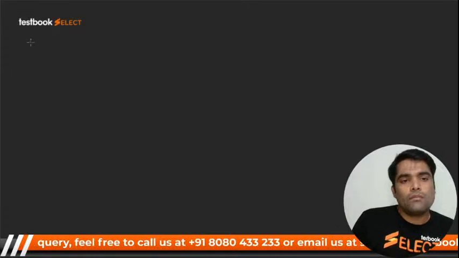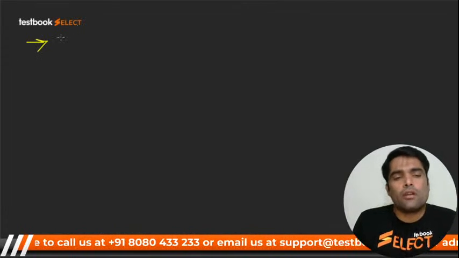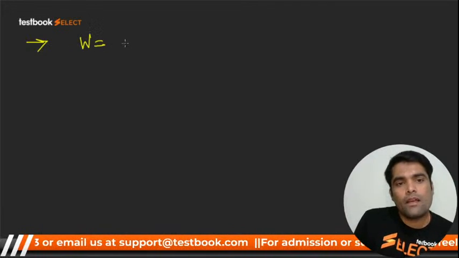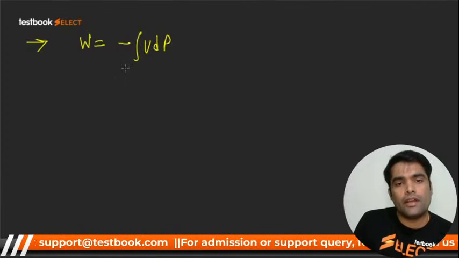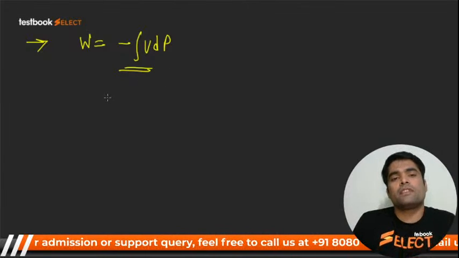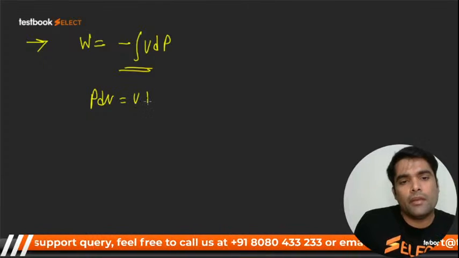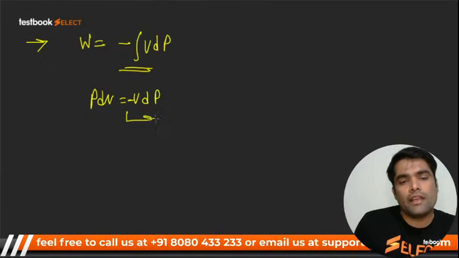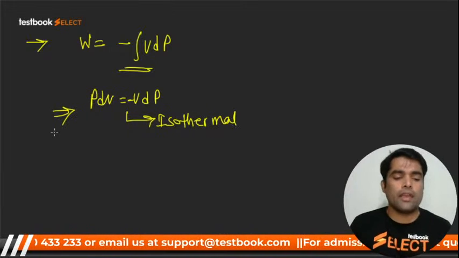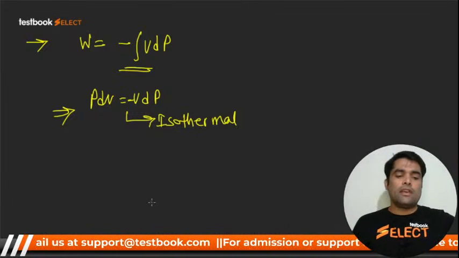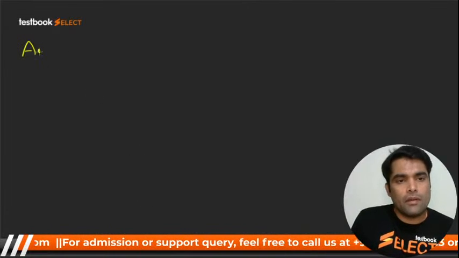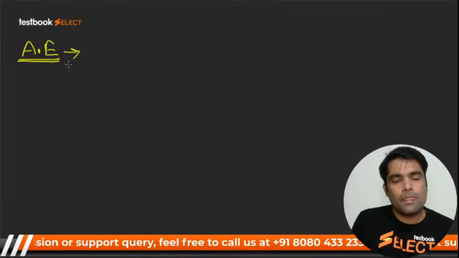My dear, now if I go for open system, what will be the work done of an open system? That will be none other than VDP. We have already derived. And sometimes there is a question: in which process is PDV equal to VDP minus VDP? Your answer should be, my dear, isothermal. It happens in isothermal. Okay, that you have to keep in mind, my dear. Now here I will go for available energy and unavailable energy.